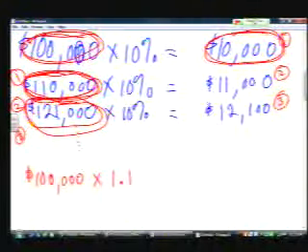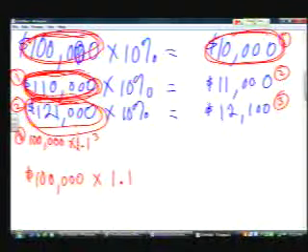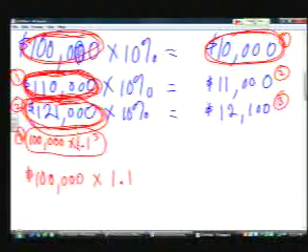So after the third year, if you wanted to get the answer directly, it's 100,000 times 1.1 raised to the third power. This answer right here, 110,000, is 100,000 times 1.1 to the first power. This is 121,000. Second year is 100,000 times 1.1 to the second power. The third year is 100,000 times 1.1 to the third power. The 40th year is 100,000 times 1.1 to the 40th power.